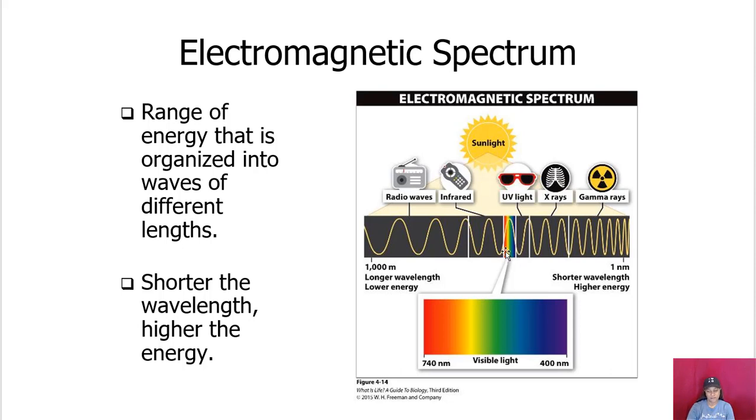And then we have visible light. And that's anywhere from 740 nanometers to 400 nanometers in length, just to give you an idea of what the wavelength is. Versus when we're looking at gamma rays, this is like 1 nanometer. Super short wavelengths, high energy, causing a lot of damage.